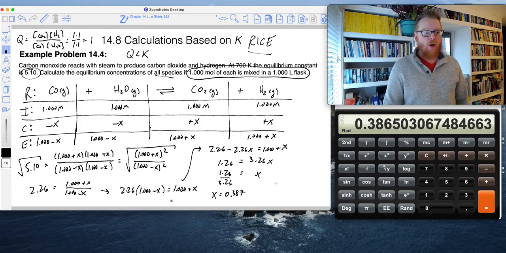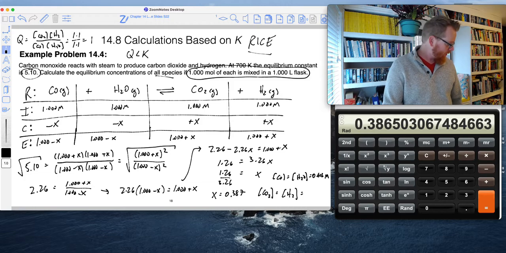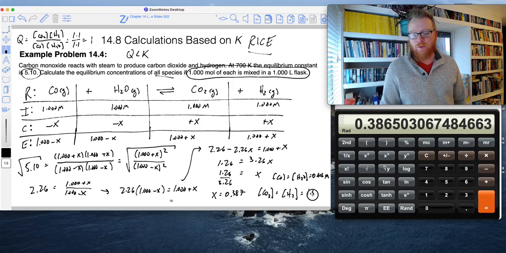So my final answers: CO equals H2O, which equals 1.000 minus 0.387. I can do that in my head. That's 0.613 molar. And then we've got CO2, which equals the H2 concentration as well, and that was 0.387 plus 1.00, so that is 1.387 molar. And I'm going to box these off. These are our final answers.